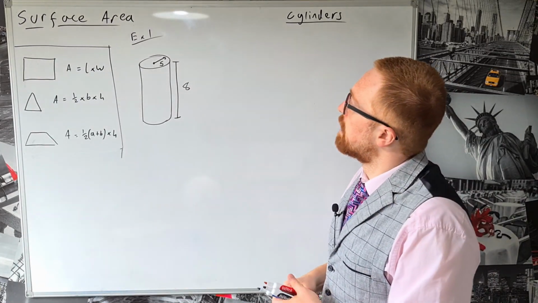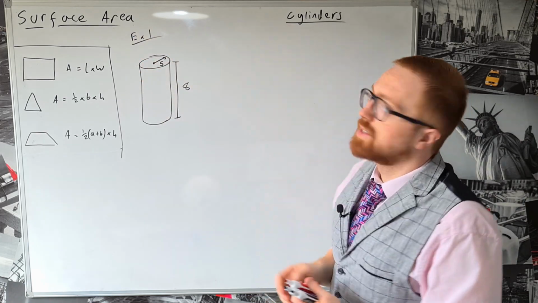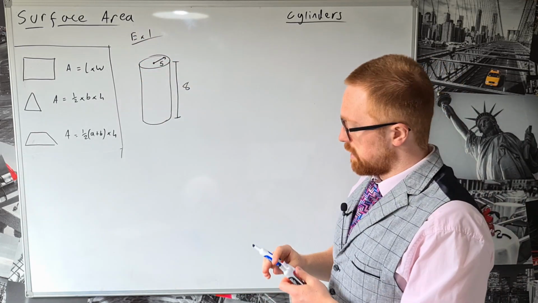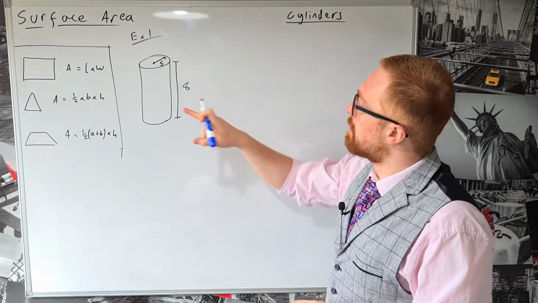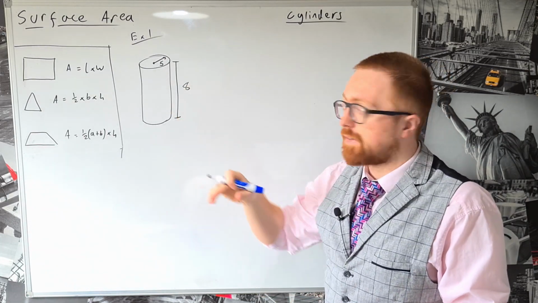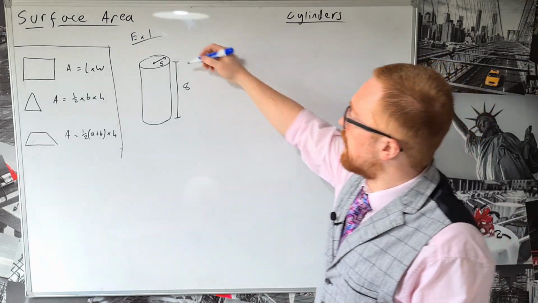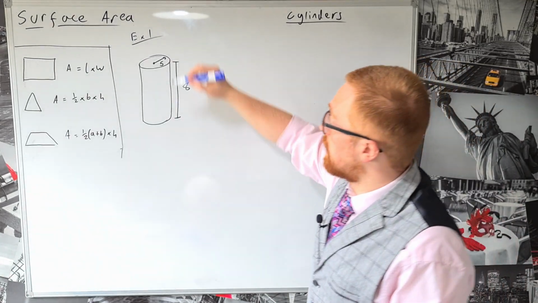Hi there, in this video we're looking at the surface area of cylinders. So the method for this is going to be exactly the same as all our other ones. We number up the faces and then we take it in turns to find the area of each of those faces. So let's make a start.